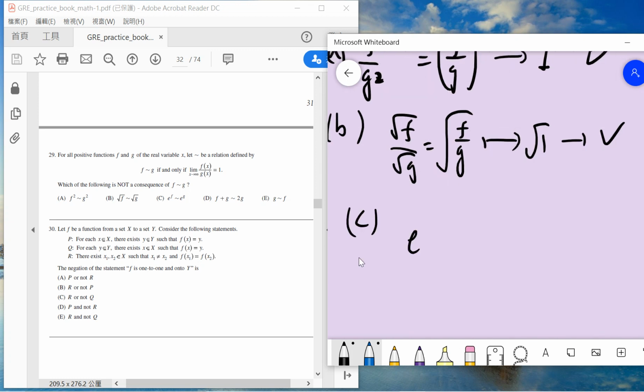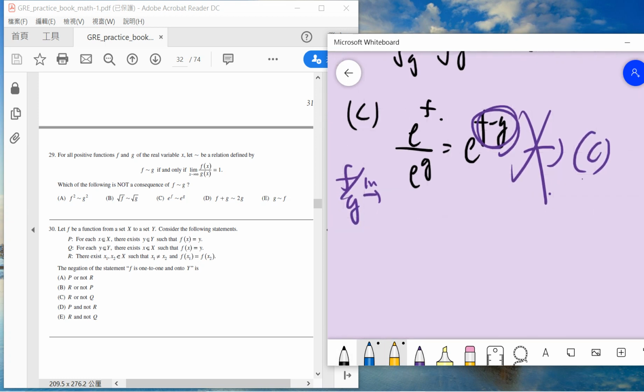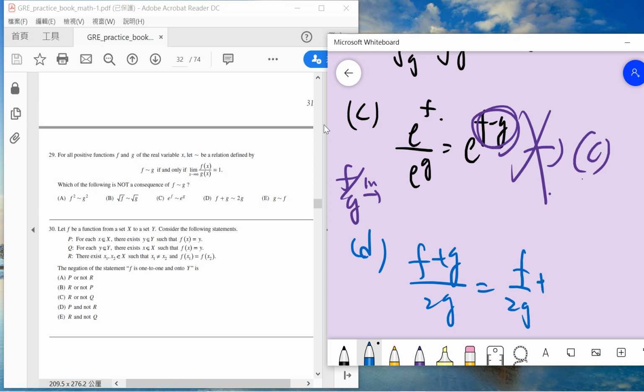So basically, C is not correct because exponential of f divided by exponential of g is equal to exponential of f minus g, and we only know the limit of f divided by g. So we don't know how to control this. So this is wrong. So the answer is C. And D is also easy. The f divided by g, divided by 2, plus g divided by f, divided by 2, so when it takes the limit, you take a half plus a half, which is 1. And E is just the reciprocal. So the answer is C.